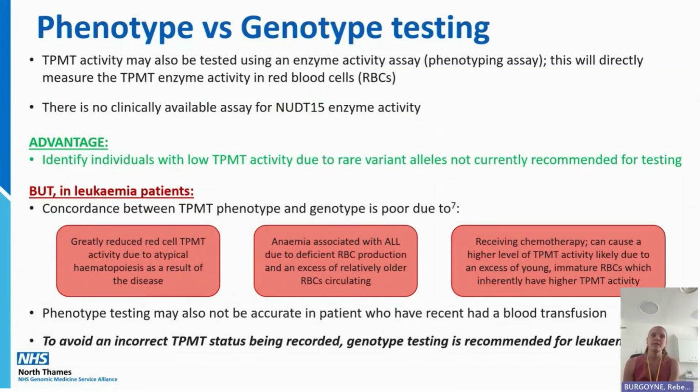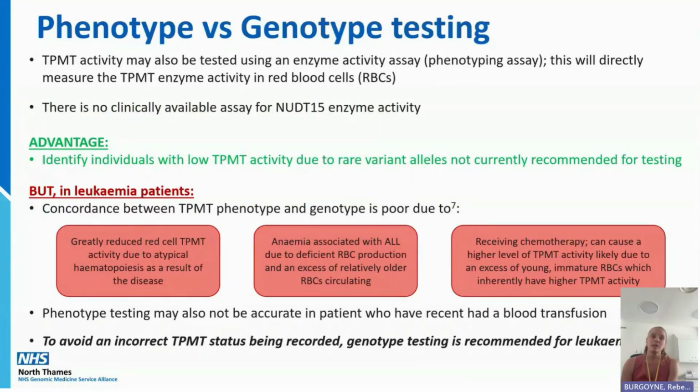So the advantage of this is that you can identify individuals that have got low TPMT activity due to rarer variant alleles that aren't currently recommended for testing or tested for. But in leukemia patients, the concordance between the TPMT phenotype and the genotype is poor, and this is due to the three reasons listed below.